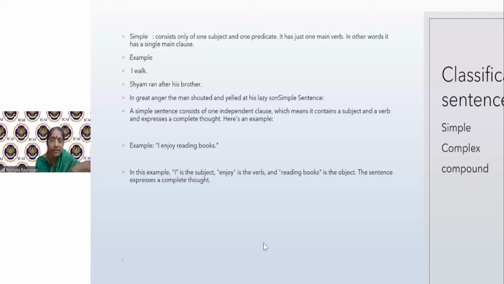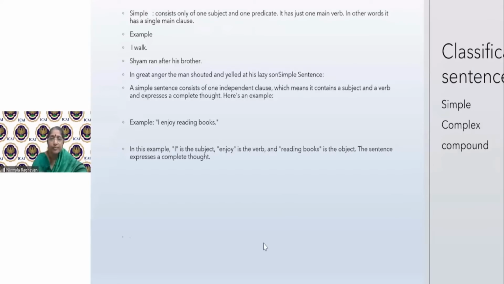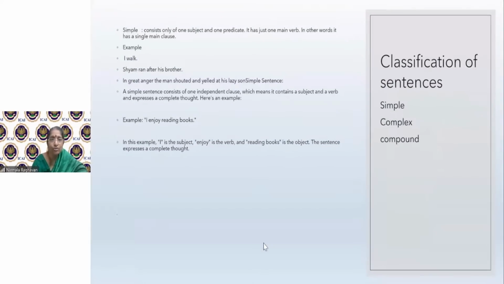Now, a simple sentence consists of one independent clause, which means it contains a subject and a verb and expresses a complete thought. Here is an example. I enjoy reading books. In this example, I is the subject, enjoy is the verb, and reading books is the object. The sentence expresses a complete thought, and therefore it is a simple sentence.